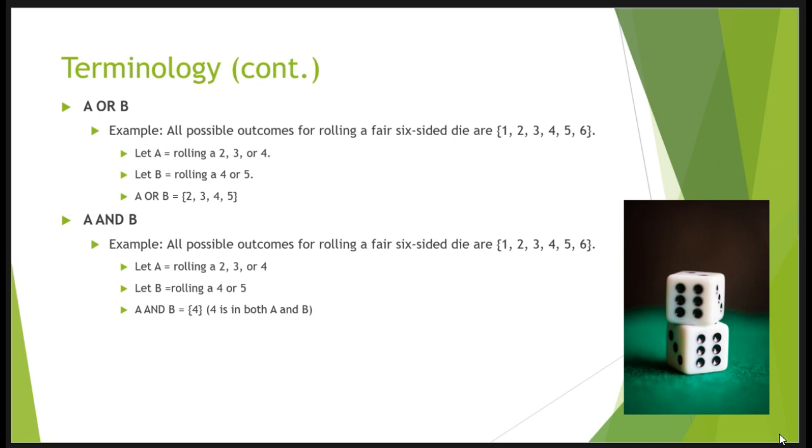A and B means that an outcome is in both events, A and B, at the same time. So an example, if we're looking at the fair six-sided die, if A equals rolling a 2, 3, or 4, and B is rolling a 4 or 5, we're looking where they overlap, where they intersect. So A and B is 4, because 4 is in both A and B.